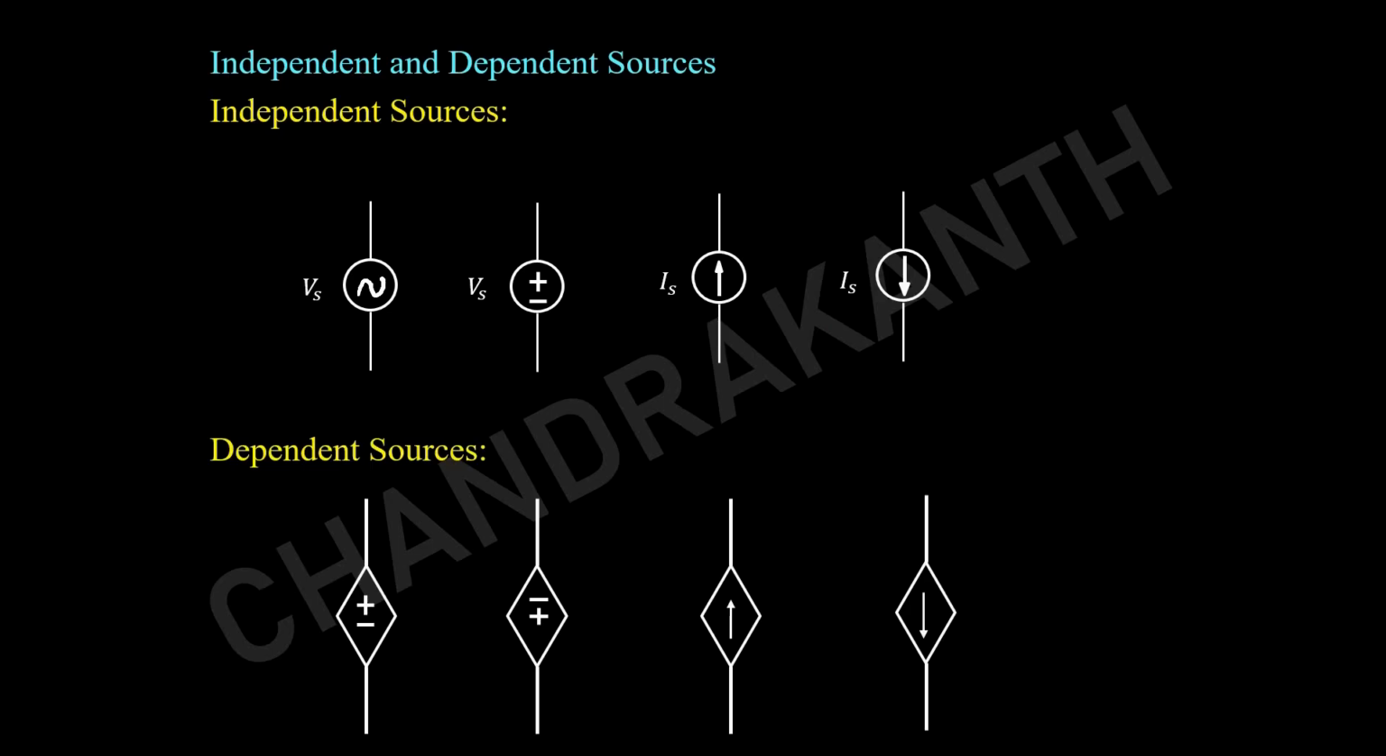But based on which parameters these sources depend, they have been expanded to 4 types. That is, the voltage source which depends on the voltage value, the voltage source which depends on the current value, the current source which depends on the voltage value, and the current source which depends on the current value. Let us see in detail about these dependent sources.